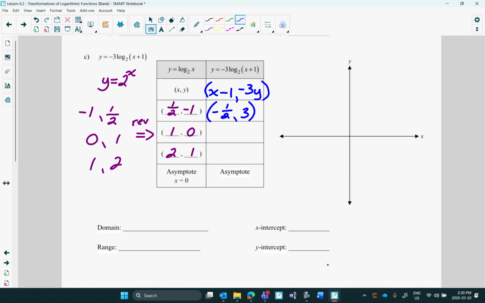What's the new coordinate for 1, 0? 0, 0. What's the new coordinate for 2, 1? 1, -3. Where does the asymptote go, if anywhere? It goes to -1, because it moves 1 to the left. So instead of at 0, it moves 1 unit to the left.